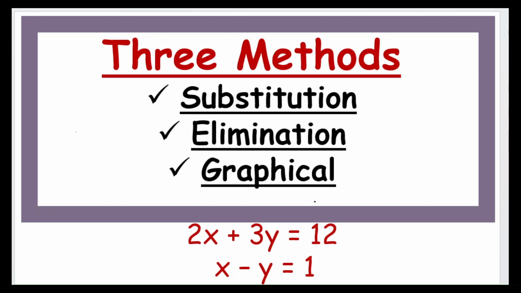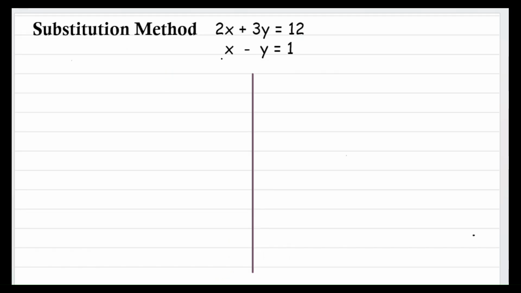Hey everyone, welcome to another interesting video in which I will be solving one system of linear equations in two variables by all three methods: substitution, elimination, and graphical method. This video will give you a good comparison between all the three methods. So let's get started. My set of equations is 2x plus 3y equals 12, x minus y equals 1.